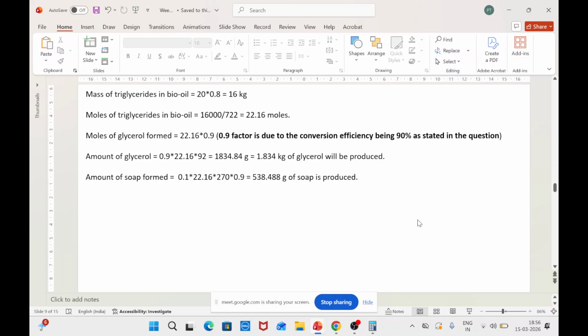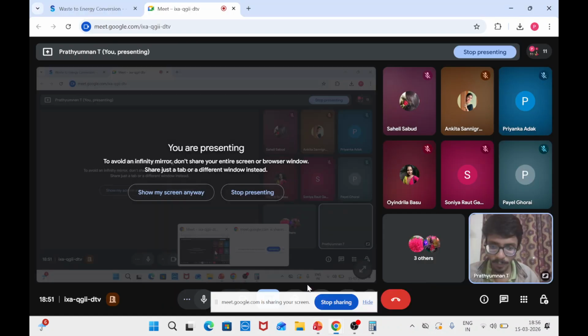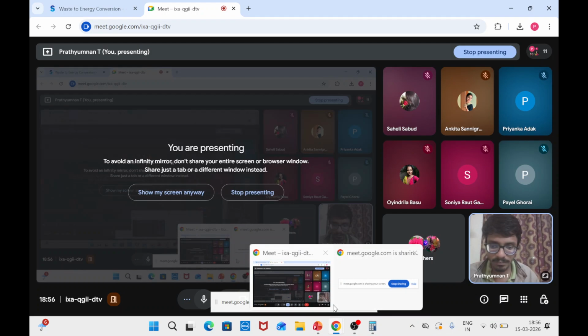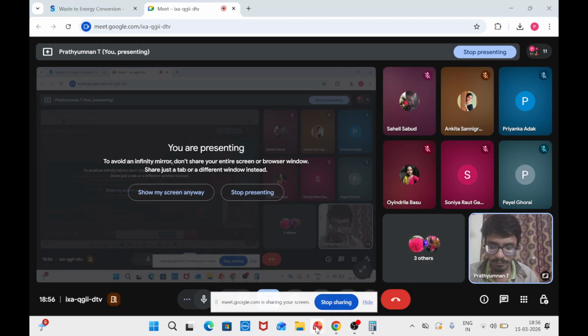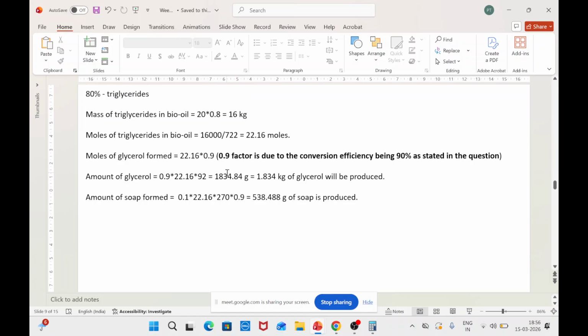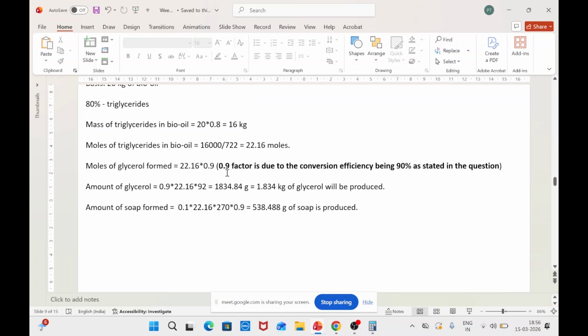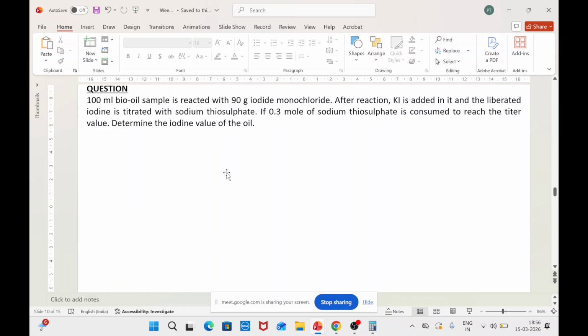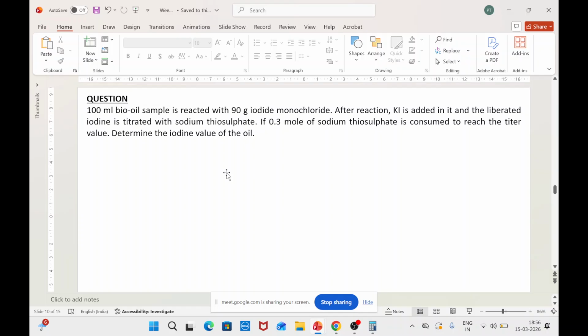Any questions? Anyone, or shall we progress towards the next one? So if you have any question, then please let me know. For those who do not have any question, yeah, have a look at the second problem.